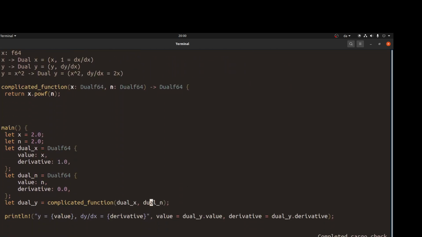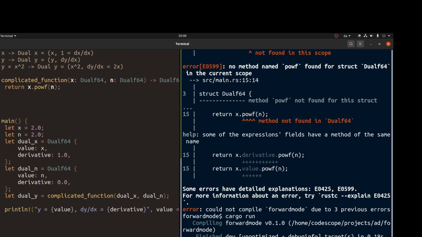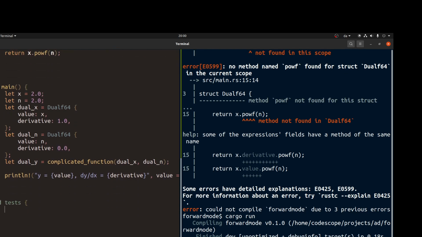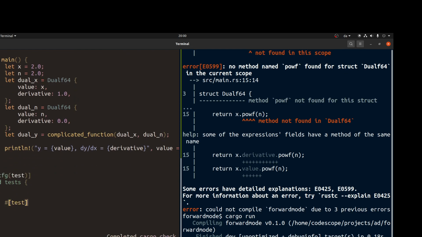Now hopefully this thing should run. It runs and it gives us the correct numbers, but we can do better. We can actually write some tests. How is it? You have to configure test or something like that. Then you have to say test.